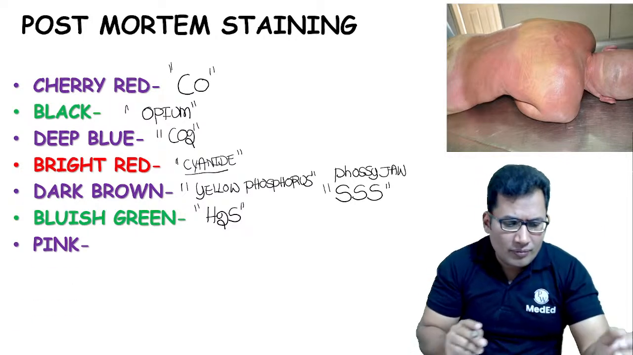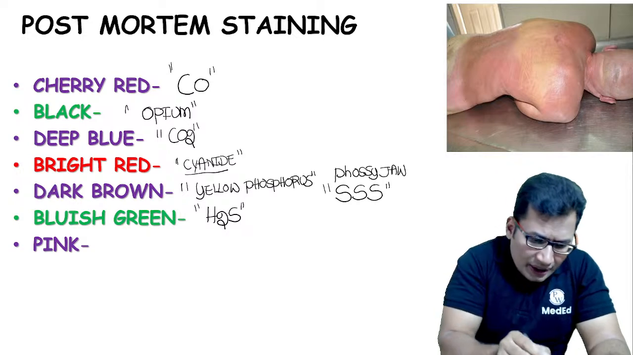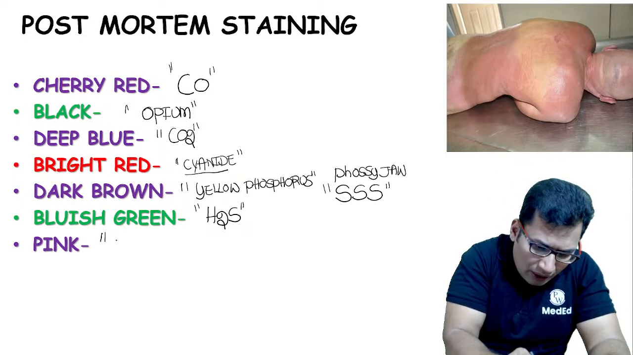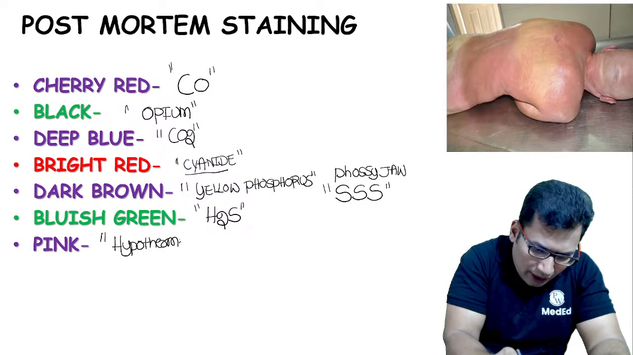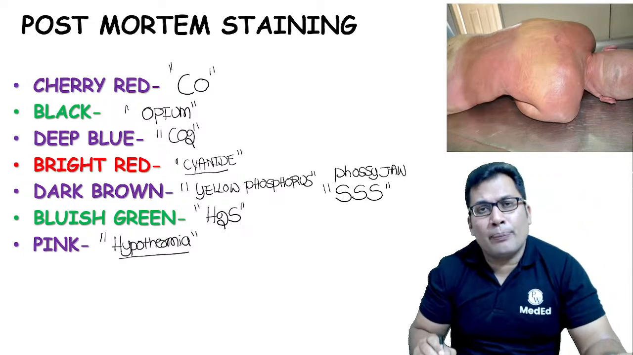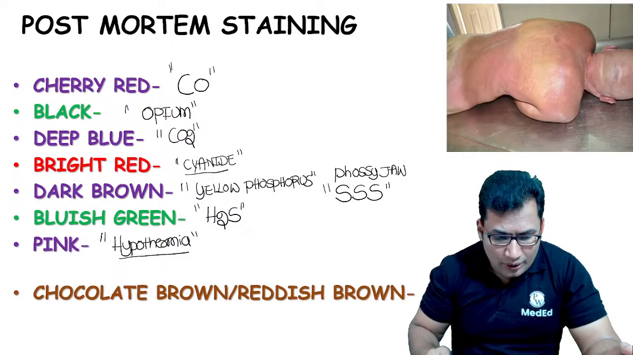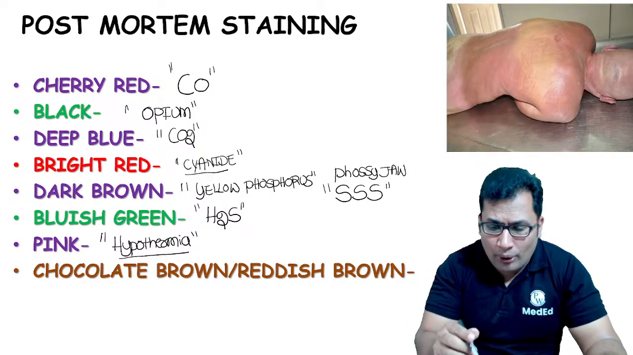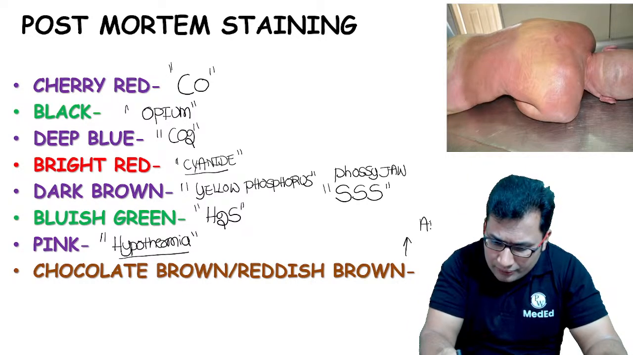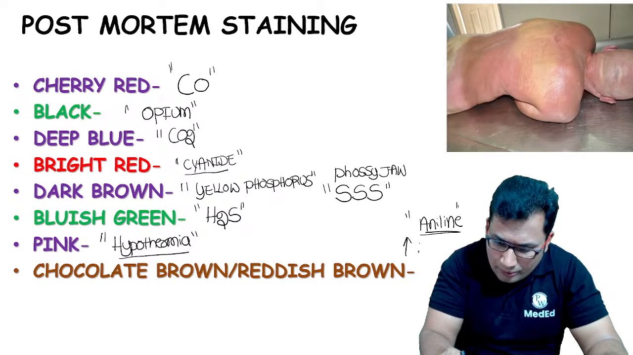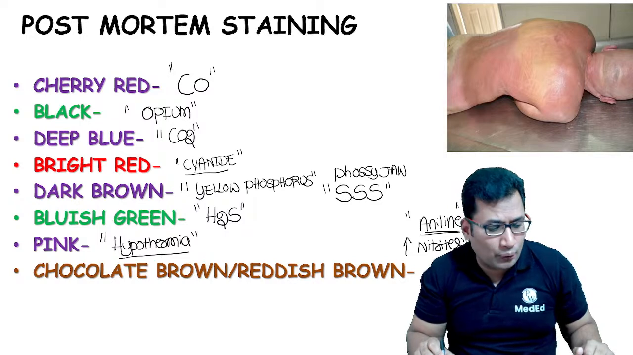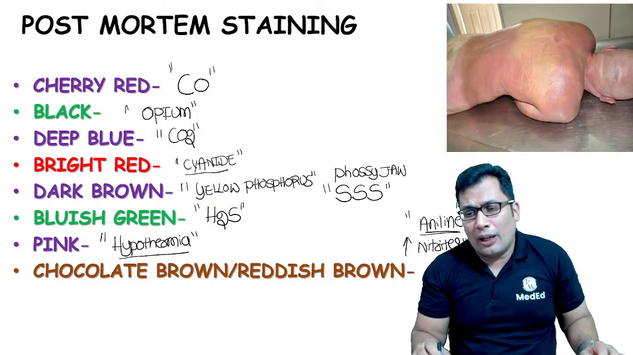And pink color. The pink postmortem hypostasis is seen in case of hypothermia. Hypothermia-induced death can show pink postmortem hypostasis. Lastly, chocolate brown or reddish brown is seen in case of aniline and nitrite poisoning. In nitrite poisoning, it can be reddish brown. So all this can be asked in your upcoming exam.